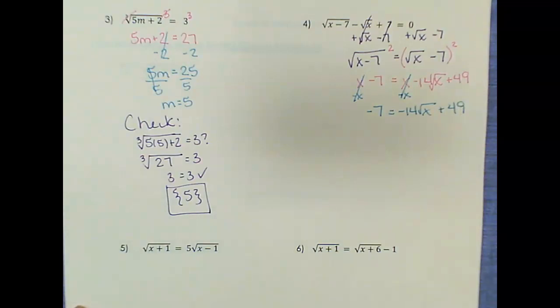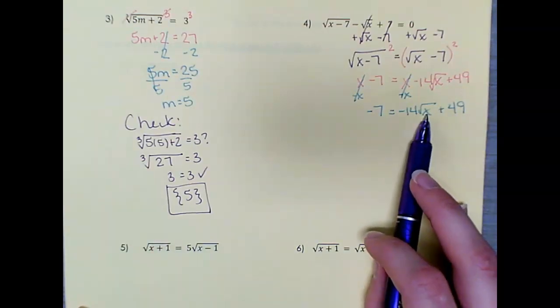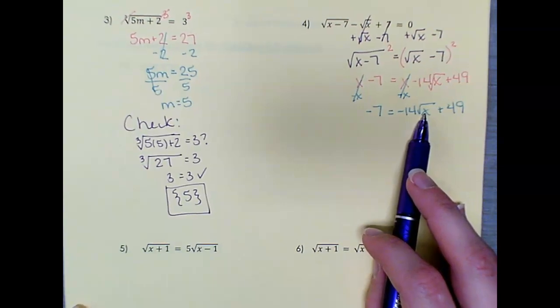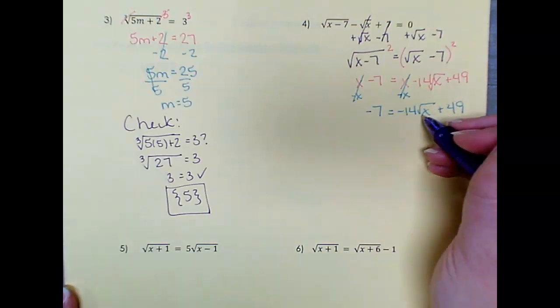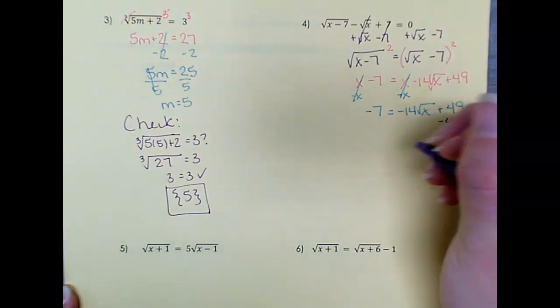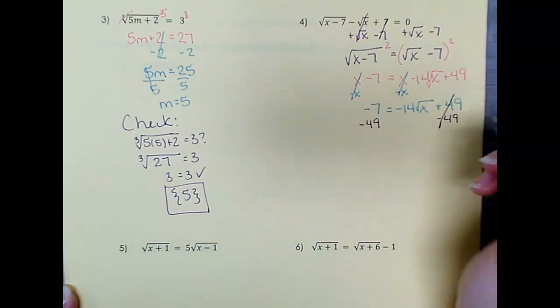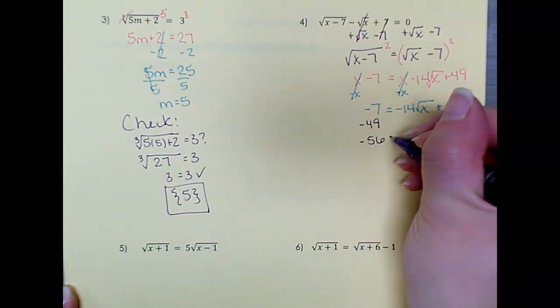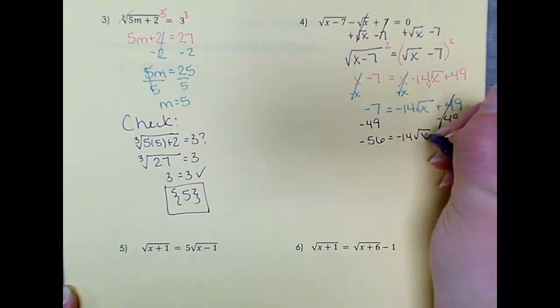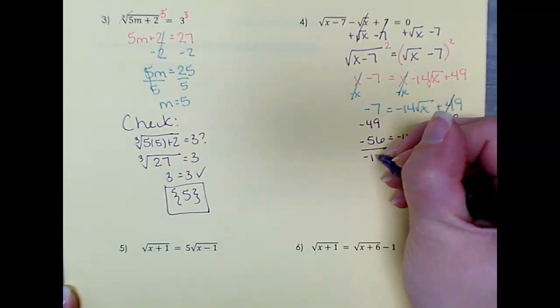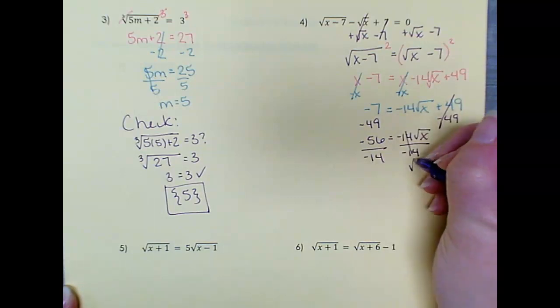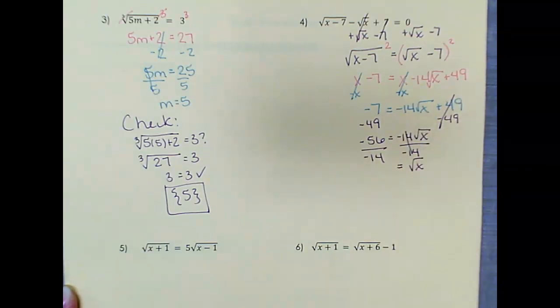But now I'm back to my first step again, which is to isolate the radical, because I don't want the square root of x, I just want x. So I'm going to try and isolate the radical again, go back to my first step out of my 4 so that I can solve for x. So I'm going to move this 49. This is minus 56. And then I'm going to divide by negative 14. I'll have square root of x equals negative 56 divided by negative 14, which is, what is that, 4?